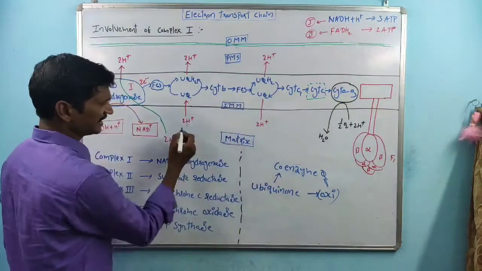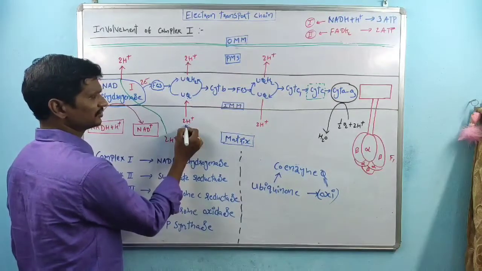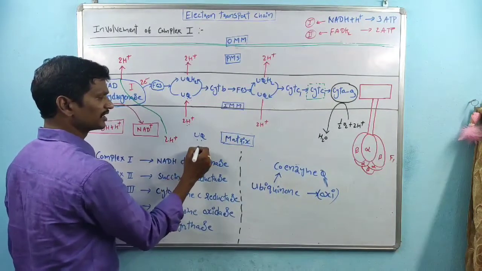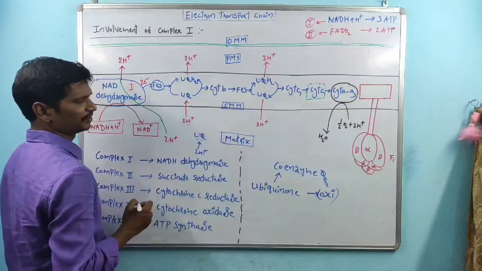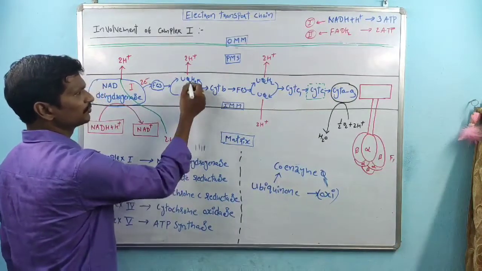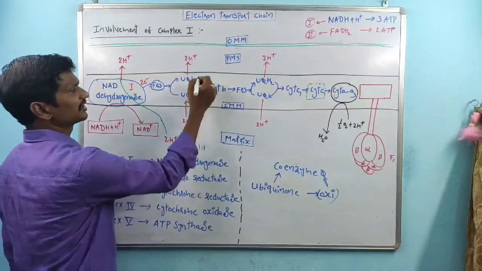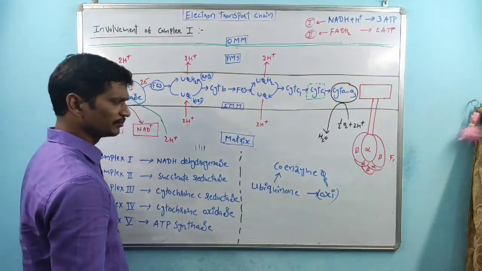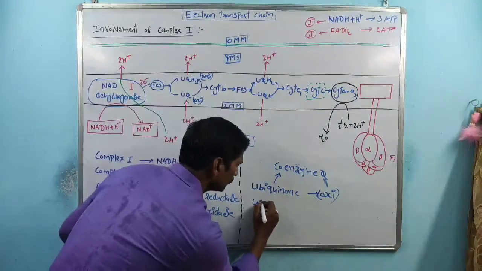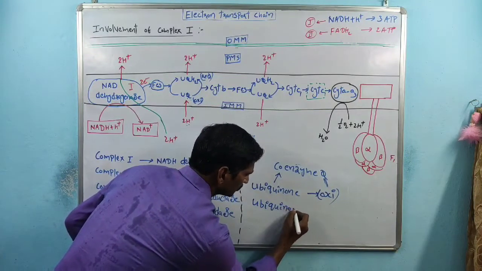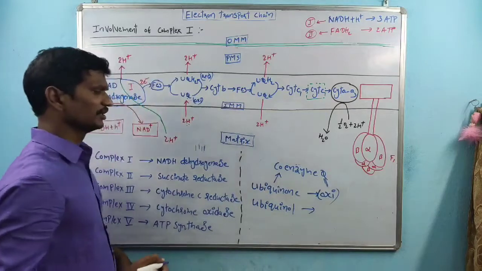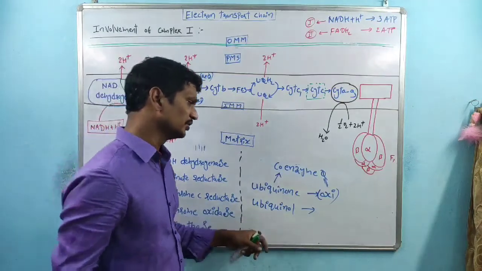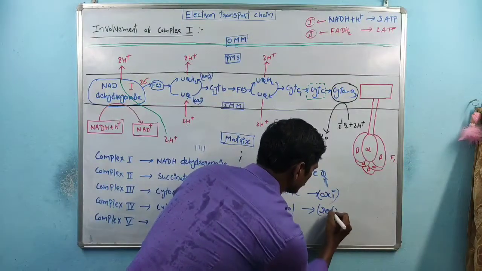So here, whatever H plus ions are there, these H plus ions interact with the ubiquinone. When ubiquinone gains the electrons, automatically it interacts with 2H plus ions. Then this one is converted from the oxidized state into the reduced state. The reduced state is called ubiquinol, and the oxidized state is called ubiquinone. So this is the reduced state.